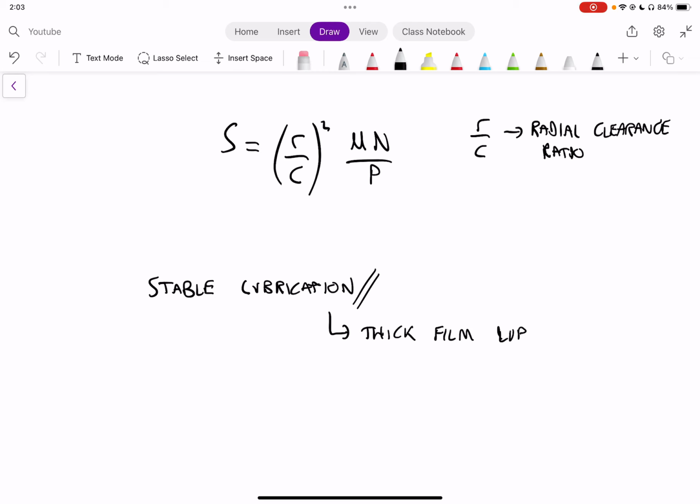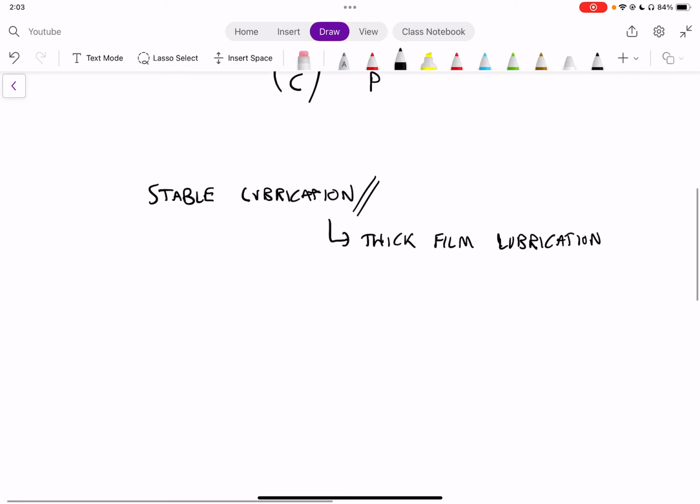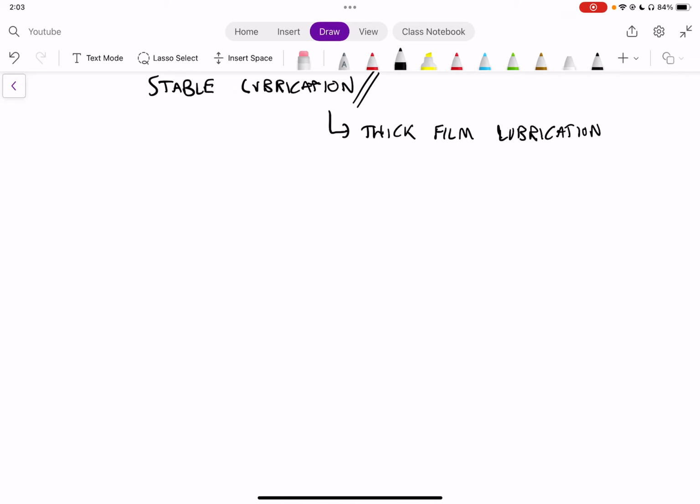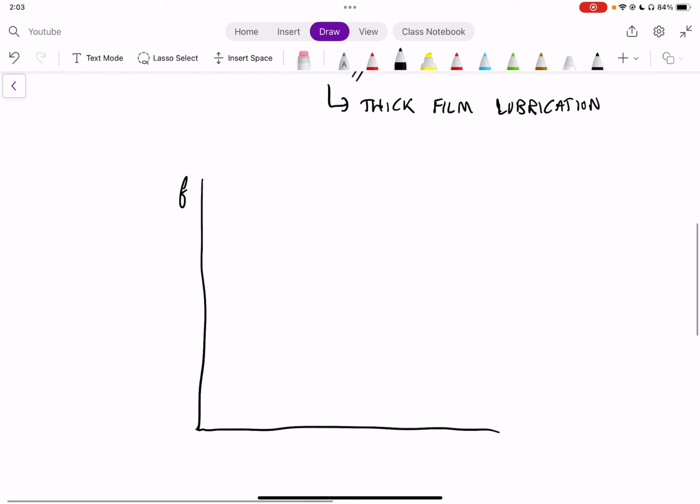Since the assumption for Petrov's equation is that we have stable, or thick film, lubrication, Petrov's equation is only valid for certain parts of our analysis. Really, we only care about thick film lubrication, because if we have thin film lubrication, that means we have unstable lubrication, and we don't really want that. Now we want to explain this concept of stable lubrication. What we can do is draw a graph of friction versus mu n over p.